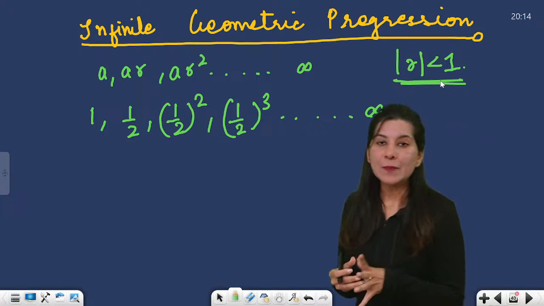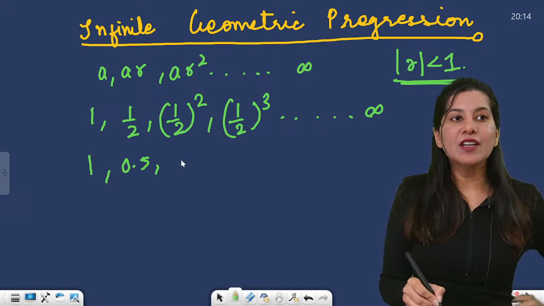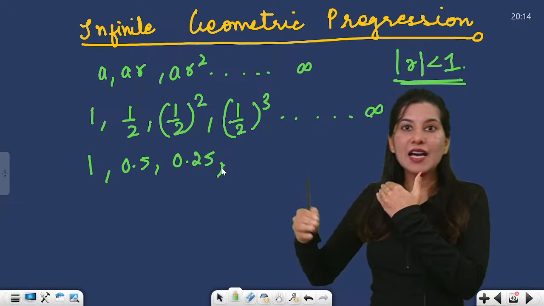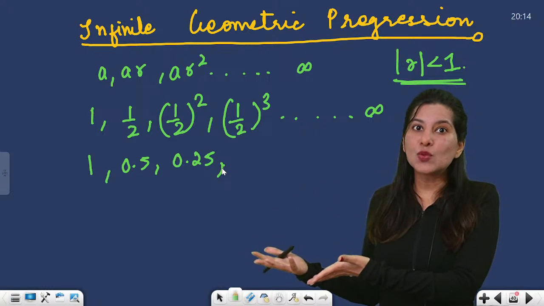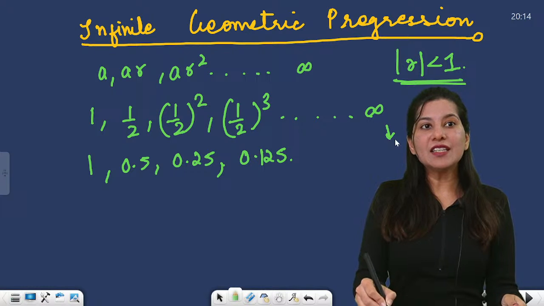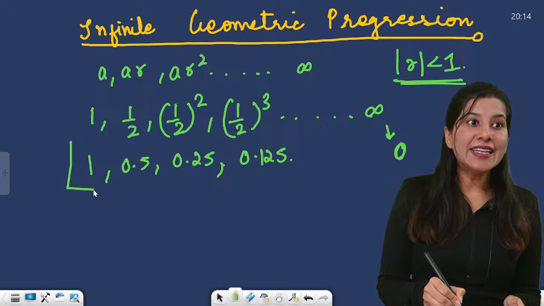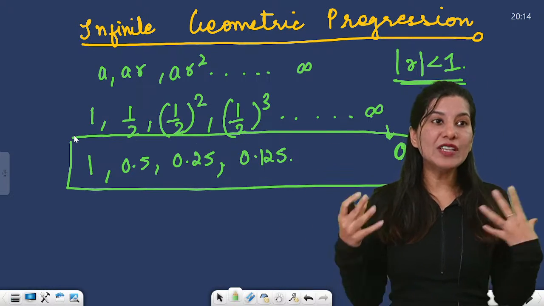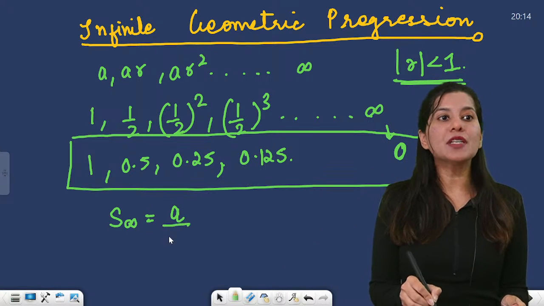So can you see that every time you calculate your next term, 1, then 0.5, then 0.25, all the terms are starting to decrease? All the terms are decreasing gradually, right? 1 by 2 cube is 0.125. So your infinite term will eventually become 0. That's what the whole idea is. So adding these terms will make sense. Adding these terms will give you a finite quantity, right? And sum of infinite terms is very important but very simple.